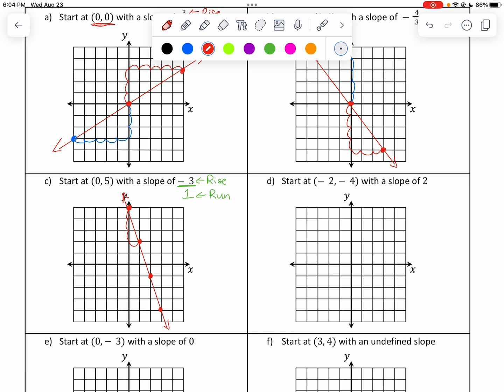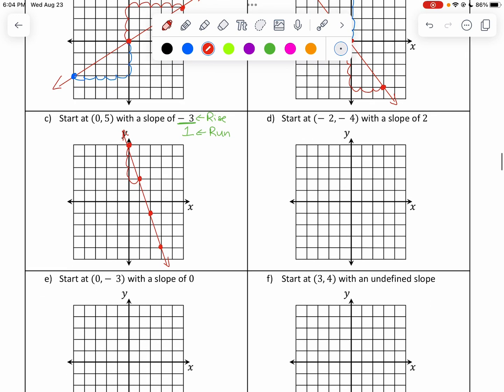Okay, feel free to try D, then see if you can figure out E and F. Those ones are a little tricky though, so if you're struggling, then feel free to pause the video now, try D, then replay it to work on E and F.